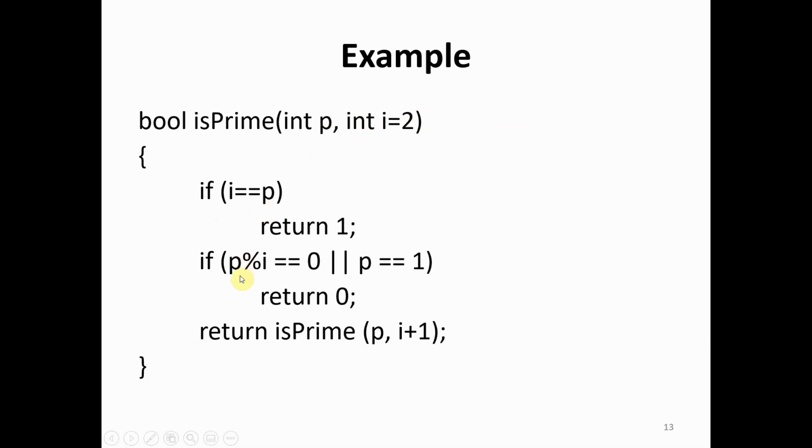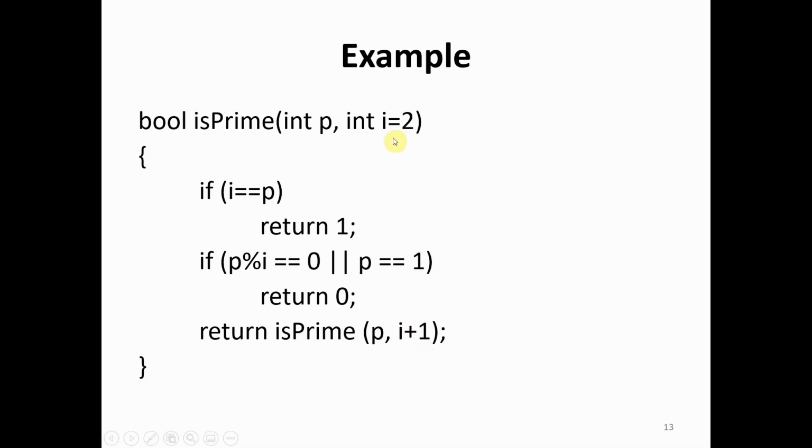No. So it's going to come here and it says, does 7 divide 2? This is the remainder, the modulo operator. Is 7 mod 2 equal to 0? No. Is 7 equal to 1? No. So it's going to call the same function, this time with the same p, but with a different second argument. So it's going to change this second argument to 3.